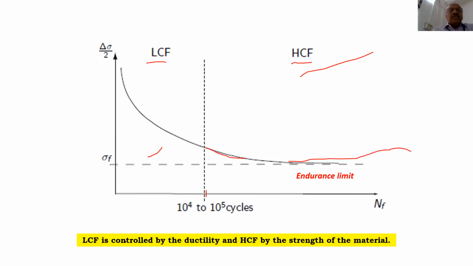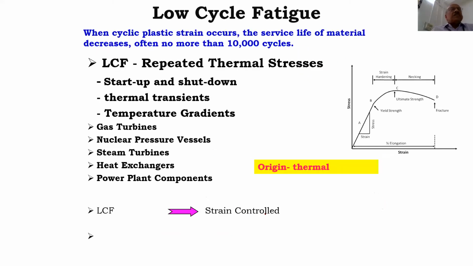And mind you, low cycle fatigue is always controlled by the ductility of the material, and high cycle fatigue is controlled by the strength of the material. Low cycle fatigue is important for power plant components, like for example the steam generator, turbines, or aircraft turbines and engines. For all those kinds of components, low cycle fatigue is relevant.